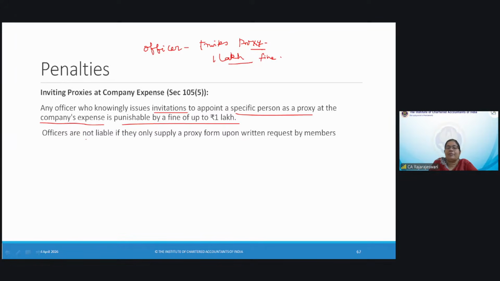Officers are not liable if they only supply a proxy form upon written request by the members. So the members have requested the company to supply the proxy form, that is MGT 11, which will be printed and supplied to the members. So if they have not given the proxy, then at the members' request, if an officer supplies the proxy form, then he is not liable, otherwise he is liable. That is the concept.